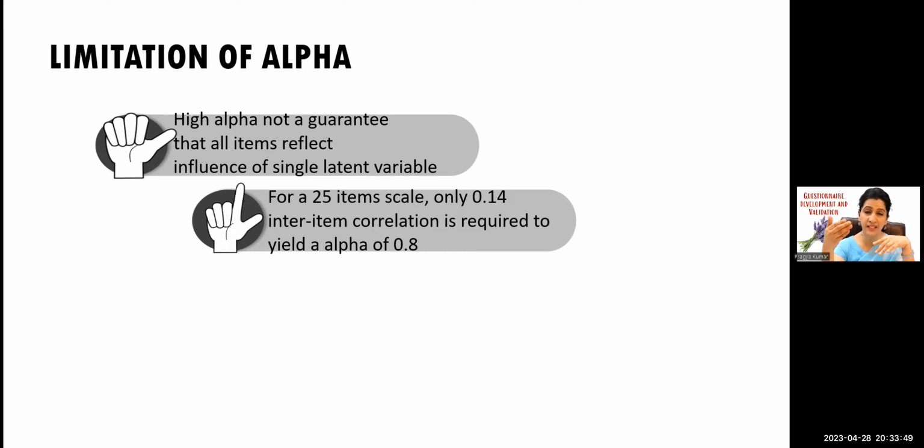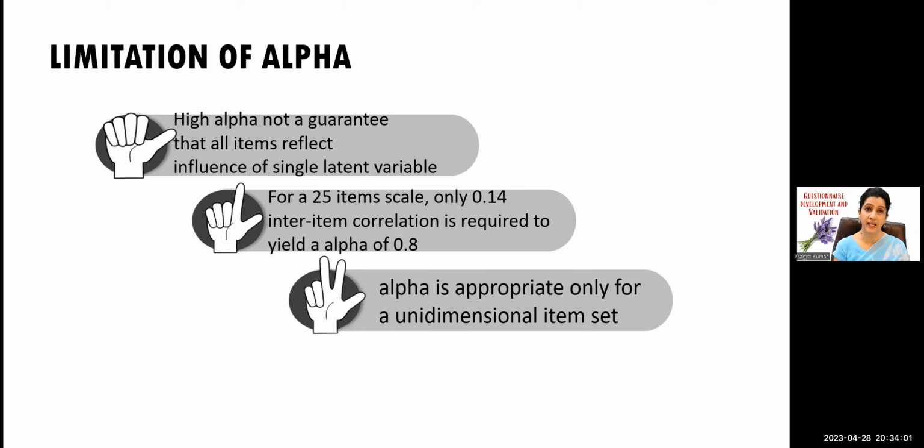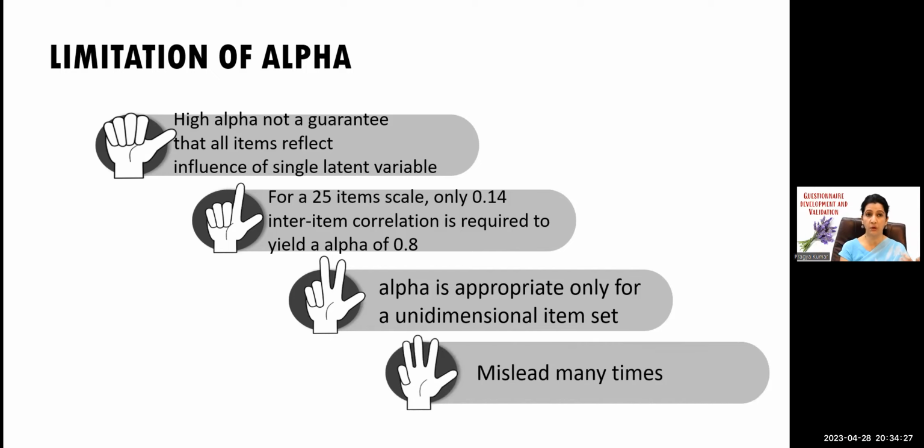But it is seen that for a 25 item scale, even if only 0.14 inter-item correlation is there, it will yield an alpha of 0.8. And again, I said that alpha is appropriate only for a unidimensional item set. If you don't know about the dimension, then it may measure two opposite poles. Like we discussed, affect has got two poles, maybe sad and happy. If you apply alpha to a scale which has opposite items, then alpha may not detect it. So there it is misleading many times.